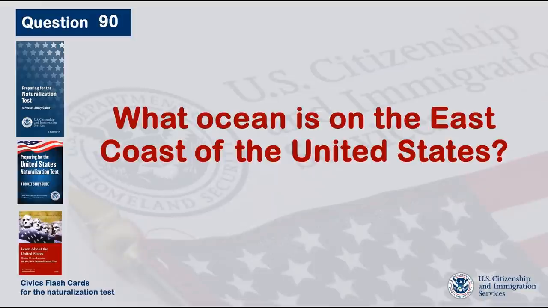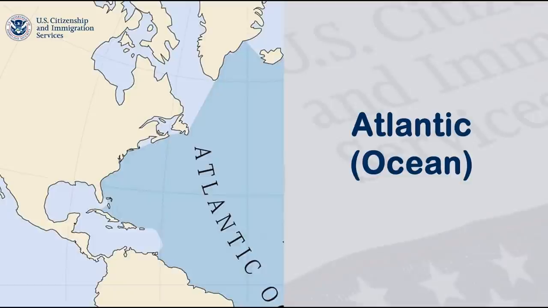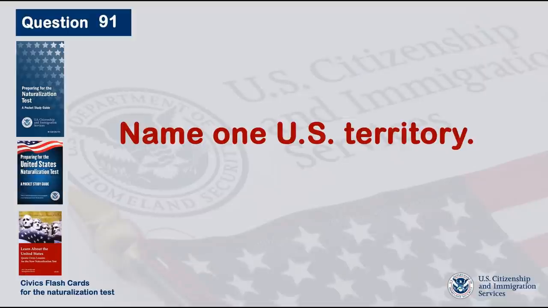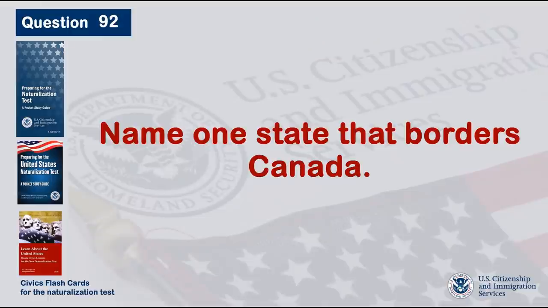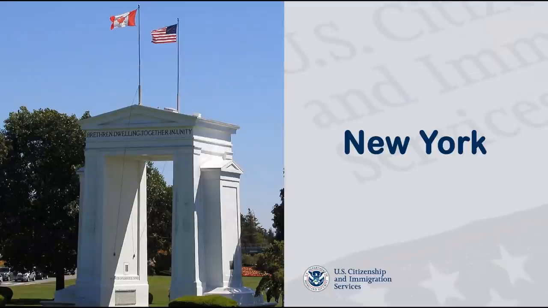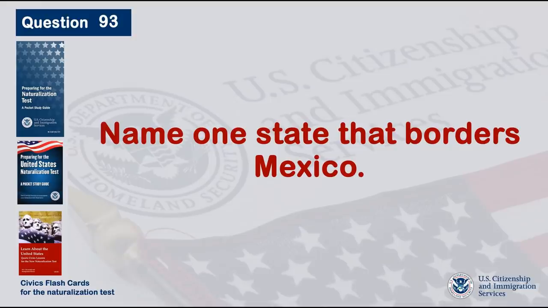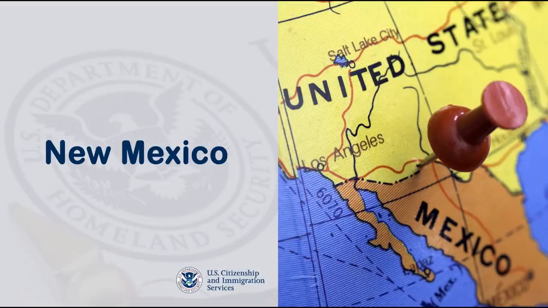What ocean is on the east coast of the United States? Atlantic Ocean. Name one U.S. territory. Puerto Rico. Name one state that borders Canada. New York. Name one state that borders Mexico. New Mexico.